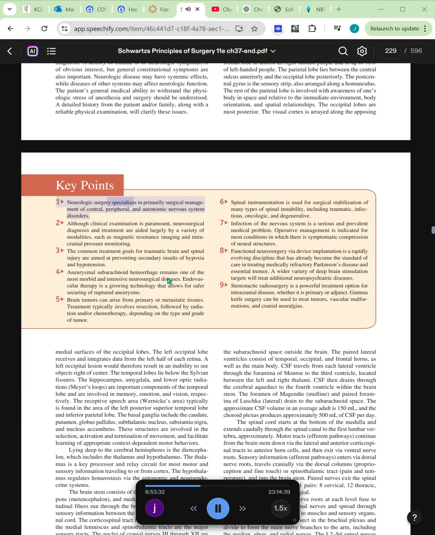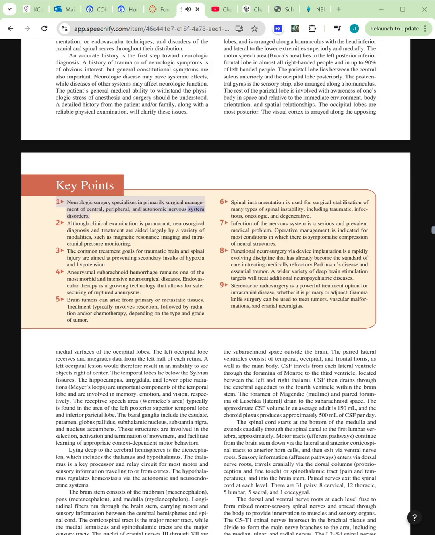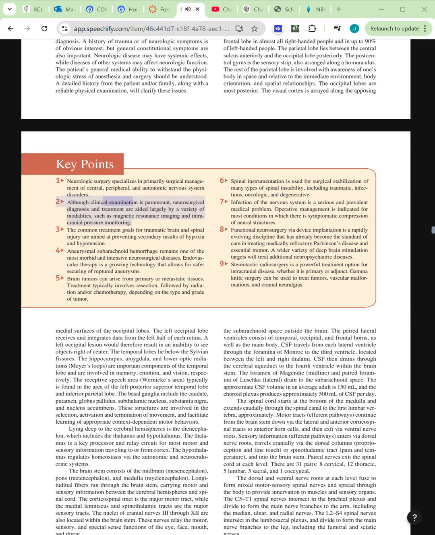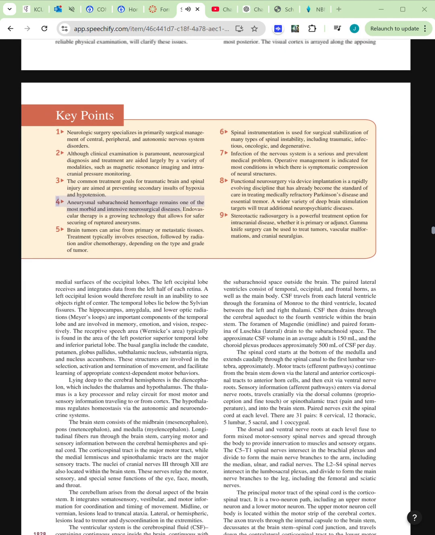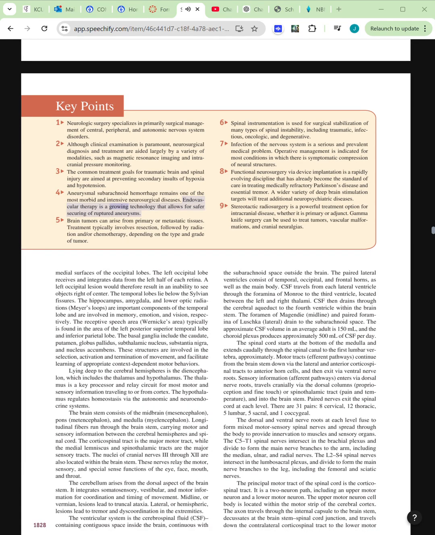1. Neurologic surgery specializes in primarily surgical management of central, peripheral, and autonomic nervous system disorders. Although clinical examination is paramount, neurosurgical diagnosis and treatment are aided largely by a variety of modalities, such as magnetic resonance imaging and intracranial pressure monitoring. 3. The common treatment goals for traumatic brain and spinal injury are aimed at preventing secondary insults of hypoxia and hypotension. 4. Aneurysmal subarachnoid hemorrhage remains one of the most morbid and intensive neurosurgical diseases. Endovascular therapy is a growing technology that allows for safer securing of ruptured aneurysms.